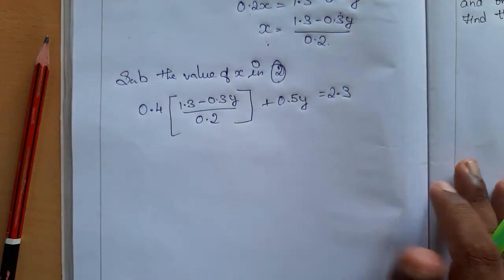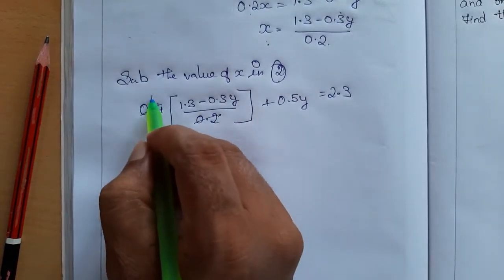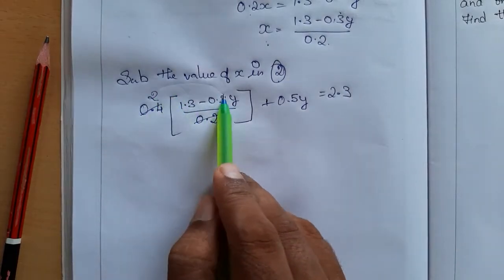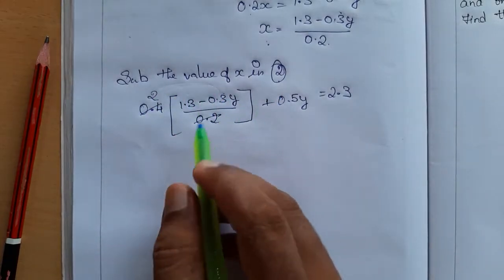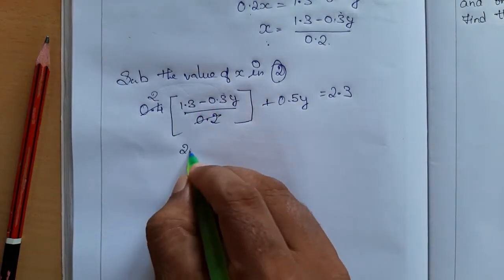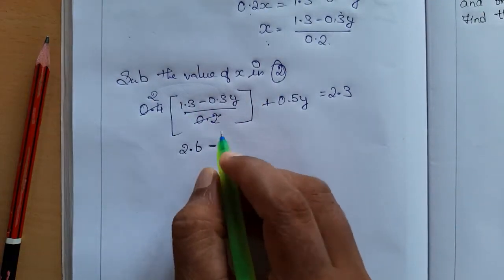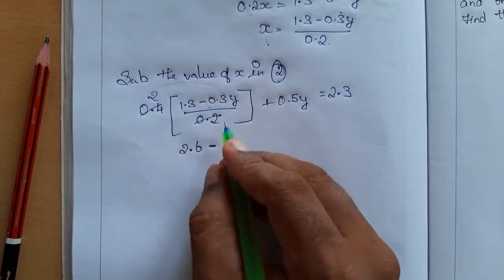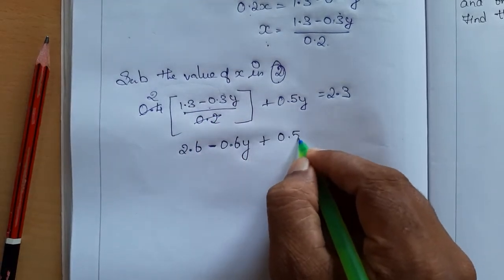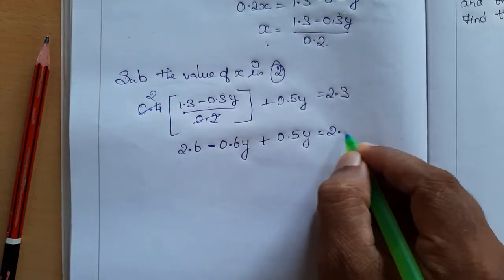Here the 0.2 and 0.4 can be cancelled by 2 times, and we can multiply the 2 inside. It's a distributive property. 2 into 1.3 is 2.6, minus 2 into 0.3 is 0.6y, plus 0.5y is equal to 2.3.